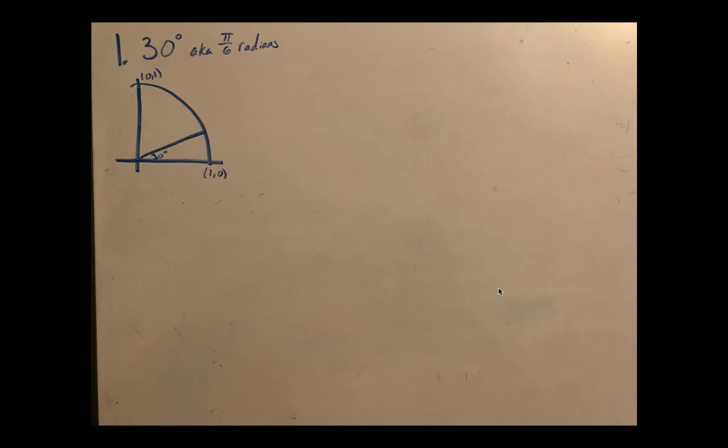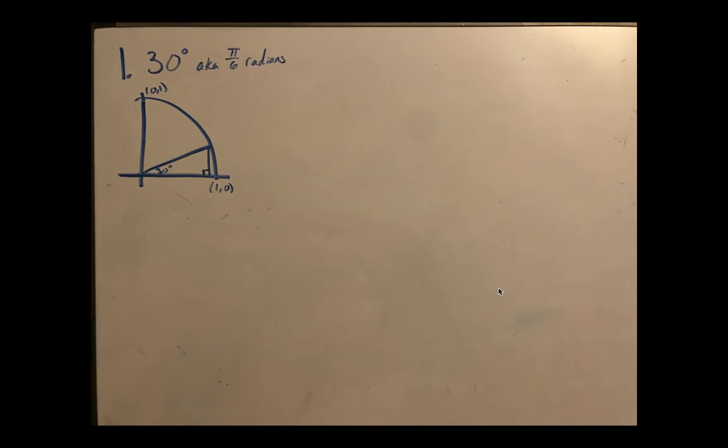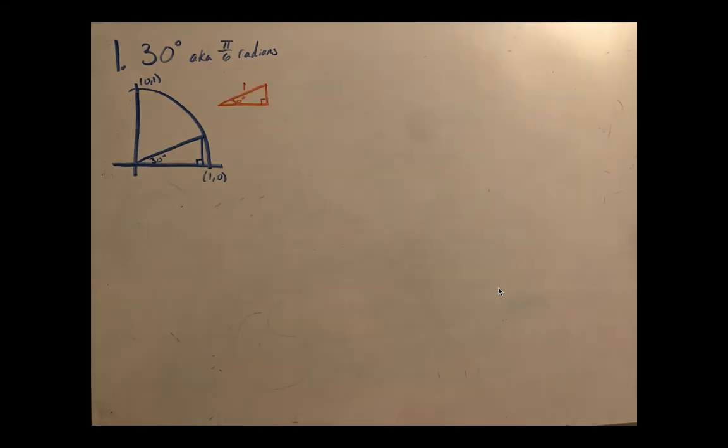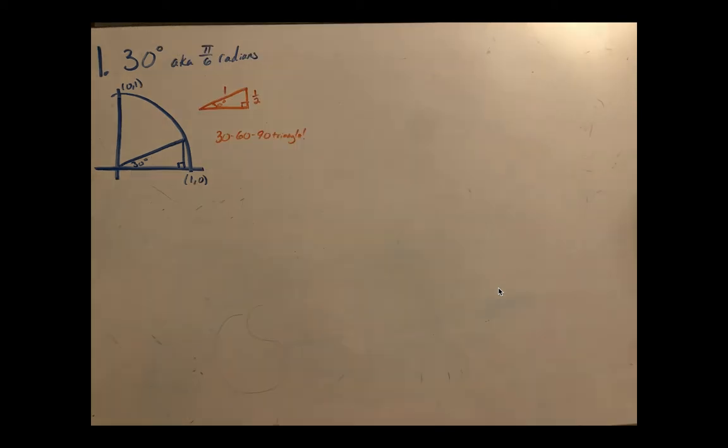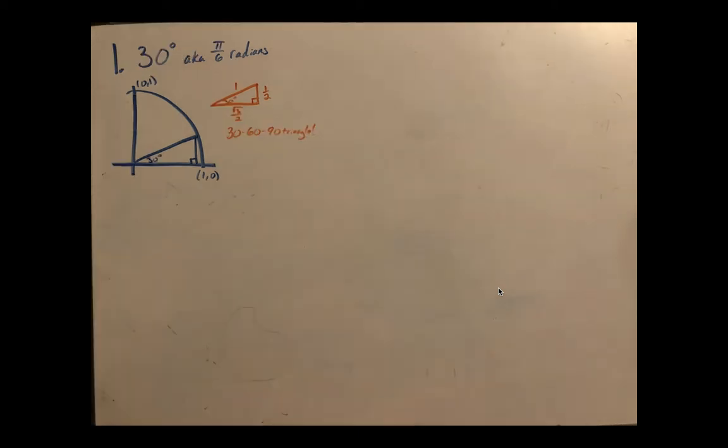We drop a perpendicular line to the x-axis to make our right triangle. And we're just going to pop that right triangle out and remember that the hypotenuse is 1 because it's a radius of the circle and we're working in the unit circle. This right here is a 30, 60, 90 triangle. So using what we know about 30, 60, 90 triangles, we know that the short leg is half of the hypotenuse. Since the hypotenuse is 1, that means the short leg is just 1/2. And the long leg is the short leg times the square root of 3. So we get square root of 3 over 2 for the long leg.